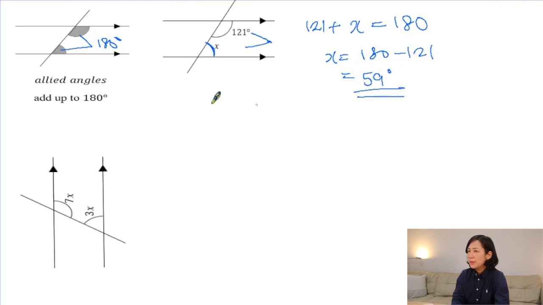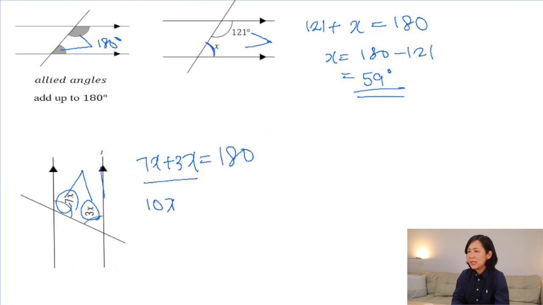Right, so this one looks a bit different, but always try to identify the parallel lines. So we found a parallel line, so we can say 7x plus 3x makes 180. Then we add them together, that's 10x is 180. So we know that x is 18 degrees.